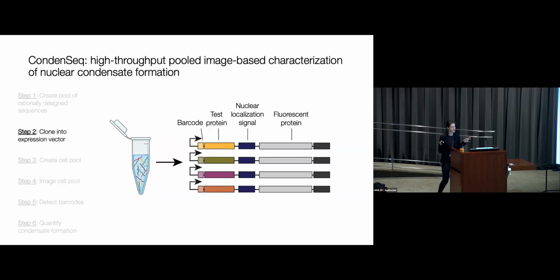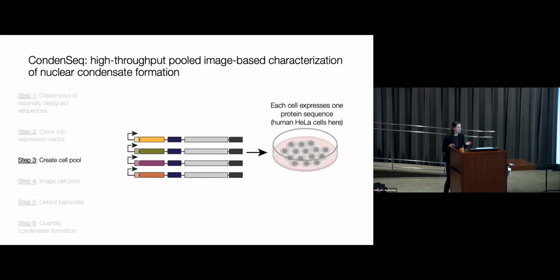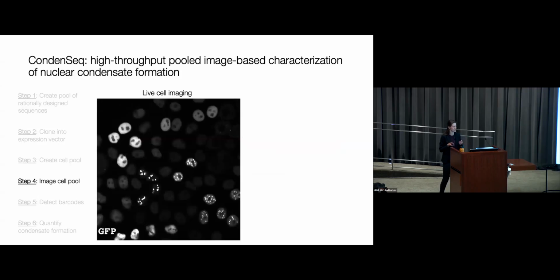In the slides I'm showing you today, this is GFP, which will enable us to visualize the proteins inside of cells. We then create a pool of cells such that every cell expresses one of these protein sequences. Here we're looking at human HeLa cells. And then we can image this entire pool of cells live. And this is an example image here. You see a bunch of cells. In some of the cells, you can see a diffuse localization pattern, and in other cells, you see condensates forming.